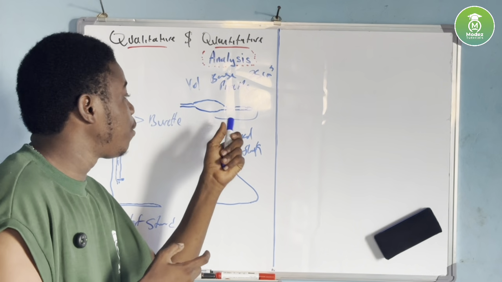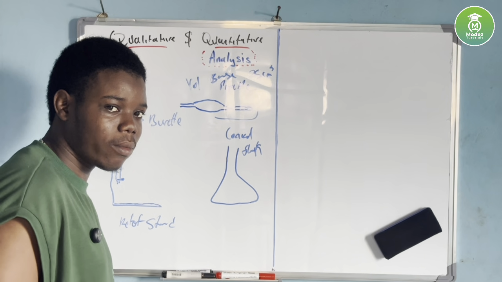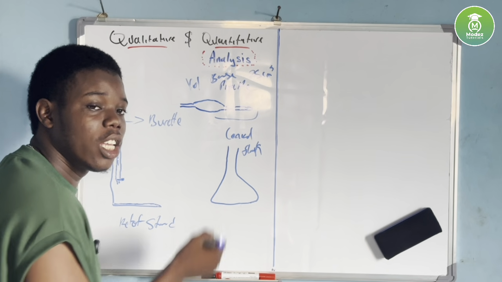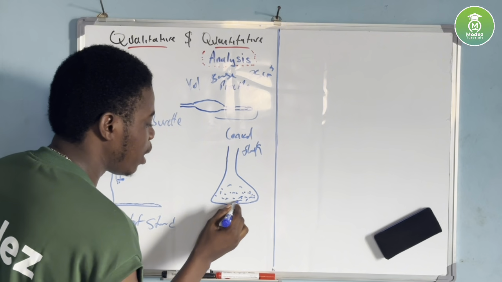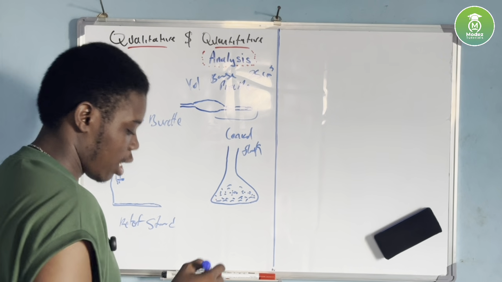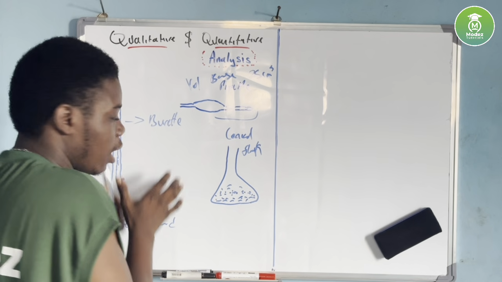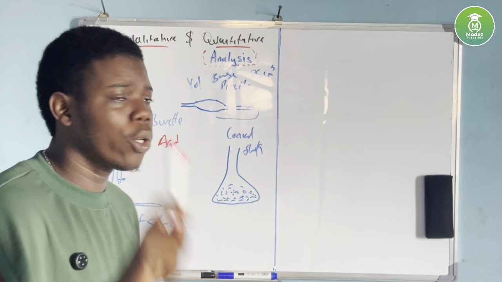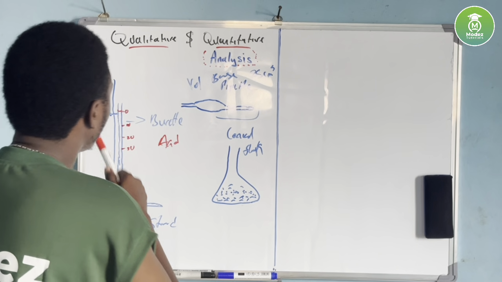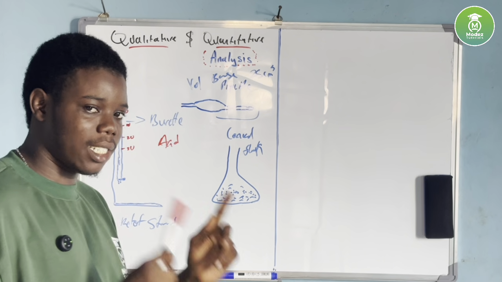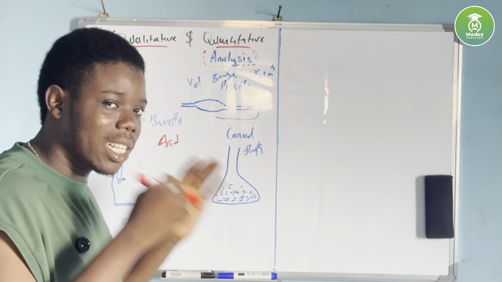Now, after you have gotten the fixed volume of the base from the pipette, you put it here. Do you get it? Inside the what? The conical flask. So in the conical flask, you already have the base here, right? Exactly. So let's leave that separately. Now let me explain the burette and its function. I already told you that the pipette contains the volume of the base, right? Now the burette contains the acid, and it is what you use to determine the volume of the acid used.